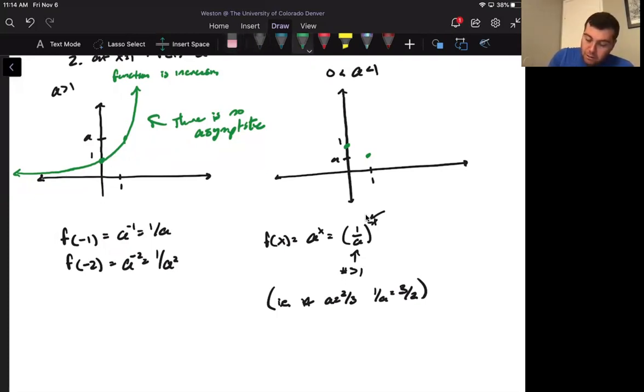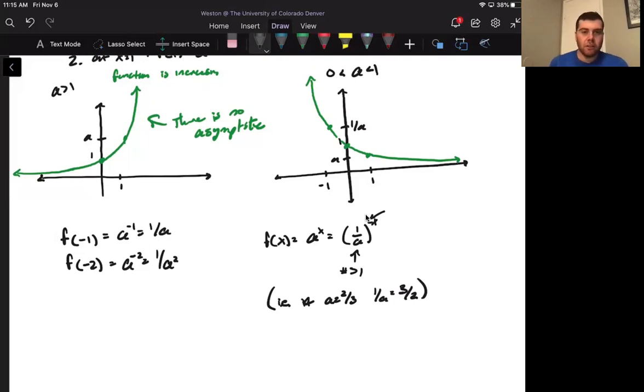So as we plug in huge, big, positive values of x, we're decreasing now and going to 0. And we're increasing on the other side. So it just looks like a reflection. And actually over here at -1, so this point at -1, we get 1 over a. So it's just a reflection across the axis.